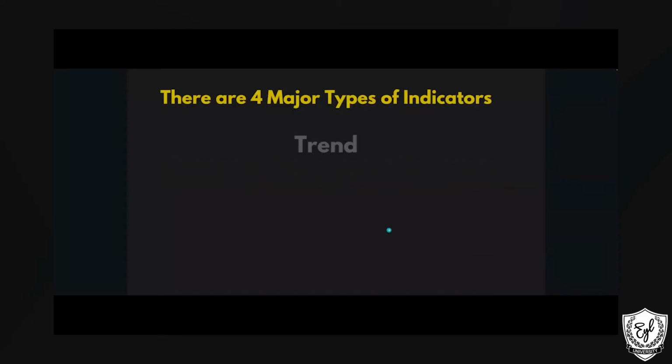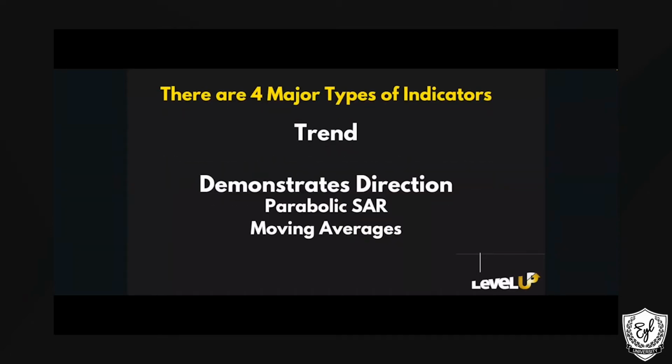The first one is a trend indicator. So what does a trend indicator do? It demonstrates direction. It tells you whether we're bullish.